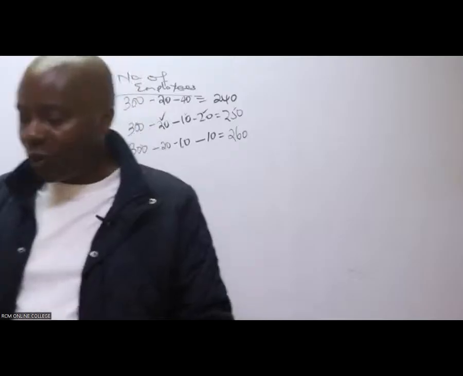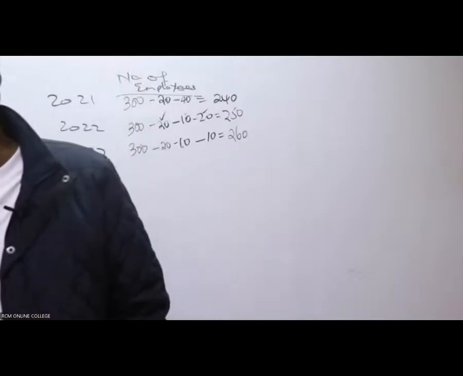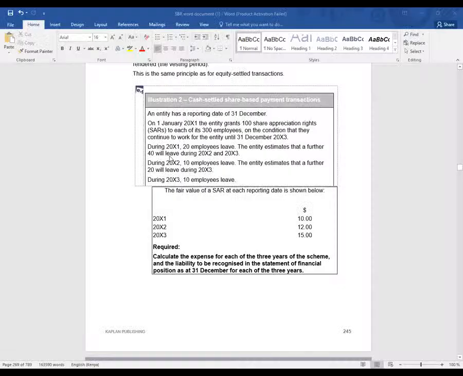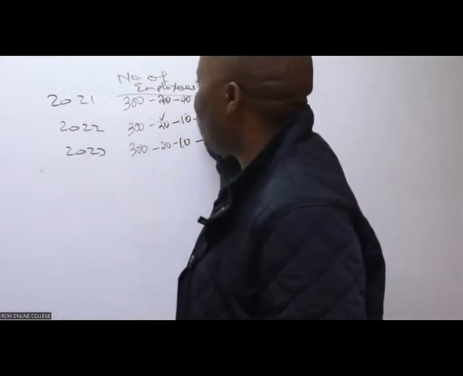So when you come to 2022, check here. What have they told us in 2022? You see, we start from the beginning of 2021. During 2021, 20 employees leave. The entity estimates that a further 40 will leave. It's an estimate. 40 will leave during 2022 and 2023. So then I'll be able to make an adjustment. In 2021, I will say minus 20 here, minus this further that will leave in the future.